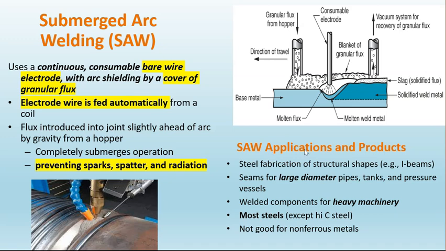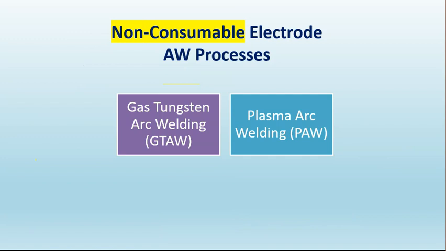The applications of submerged arc welding are steel fabrication of structural shapes, seams for large diameter pipes, tanks, and pressure vessels like this, and welded components for heavy machinery, mostly for steel. The disadvantage is that it is not good for non-ferrous metal. We can see that they have a recycling system for the granular flux. The flux comes out from here, covers the whole welding process, and they vacuum it again to recover the granular flux.